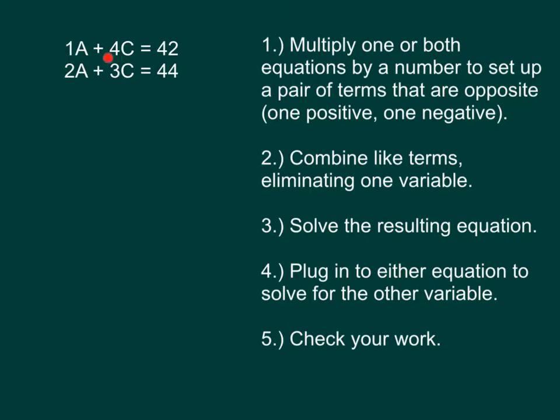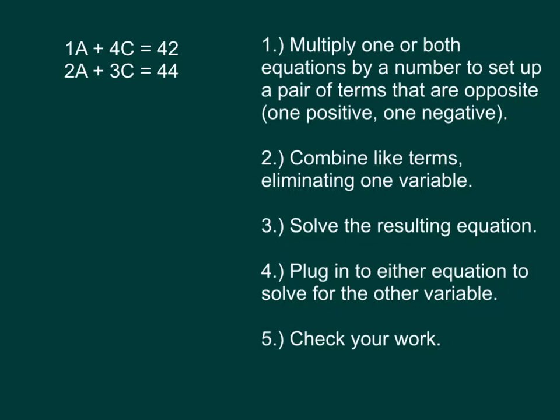You could multiply just the top one by negative 2, because when you distribute that negative 2, it's going to create a negative 2A, which would be the opposite of a 2A. Now, that's how I would probably do it myself, but just to show you a little more practice, I'm going to choose to do it a different way. I'm going to look at the C's, and I want to make the C's opposite. So I think about 4 and 3 and think, what do they both multiply to? Well, I can get them both to get to 12 if I multiply carefully.